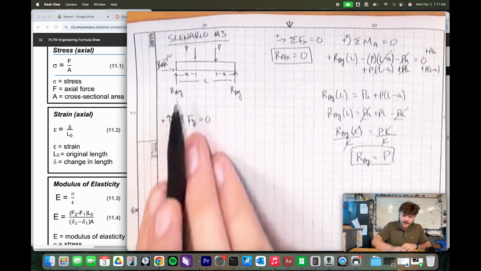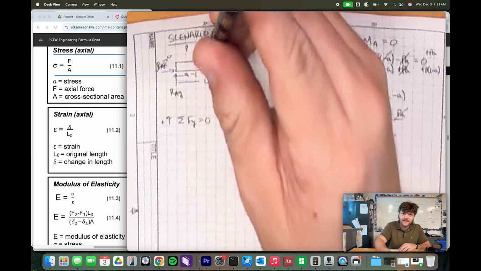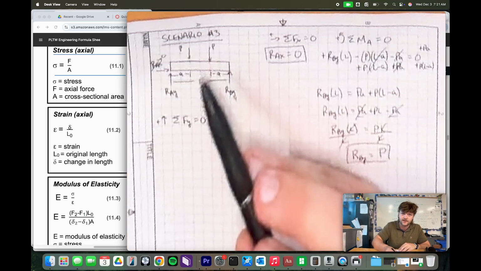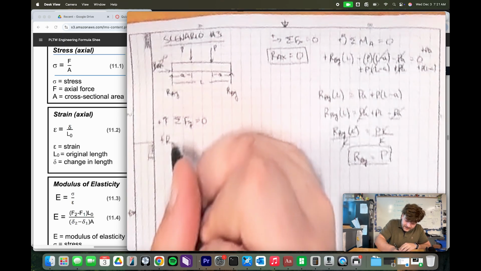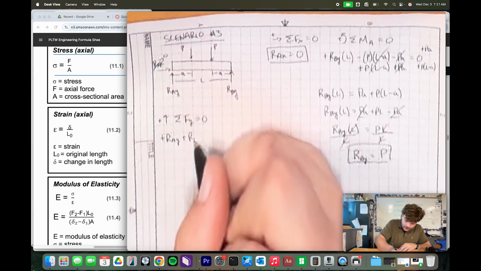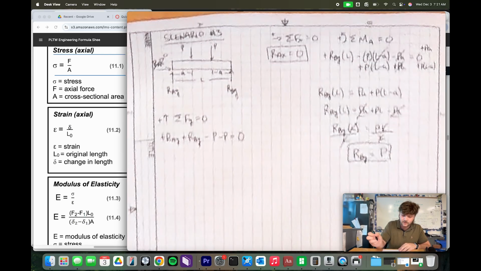Well, we have RAY, we have RBY, those are both positive, and then we have a negative P and a negative P again here, right? Because both these P forces are acting in the negative axis. So let's go ahead and write these out. RAY plus RBY minus P is equal to 0.